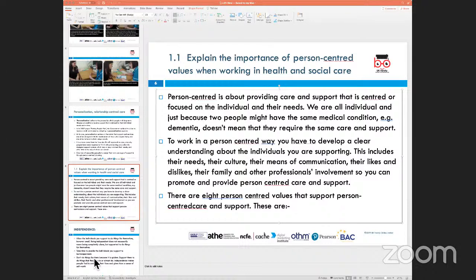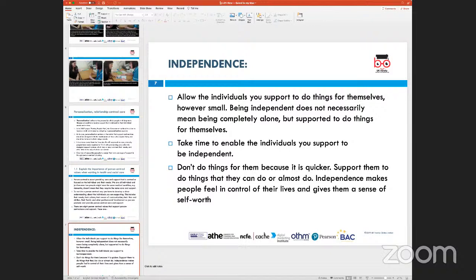Now, what are the key values of the person-centered approach that we need to cover in this task? It is easier to say that person-centered approach in health and social care was introduced because we wanted to ensure that care is tailored to individual requirements and the specific needs and wants of the individual. This sentence is very important.